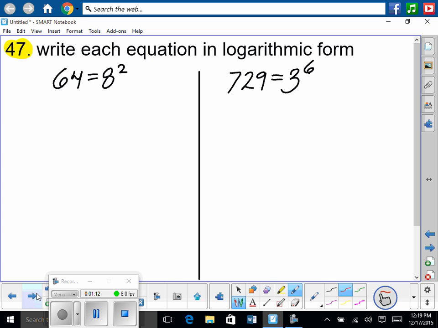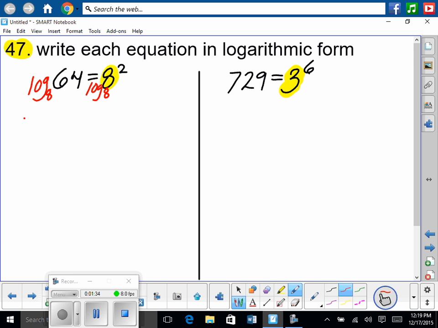Write each equation in logarithmic form. So the first thing we have to identify is the base. So we're rewriting these exponentials in logarithmic form. So we have to identify the base. Now the base is the part being raised to the power. So in this, these are the bases here. So we have to take log to that base of both sides. So I take log to the base 8, and you have to do it to both sides.